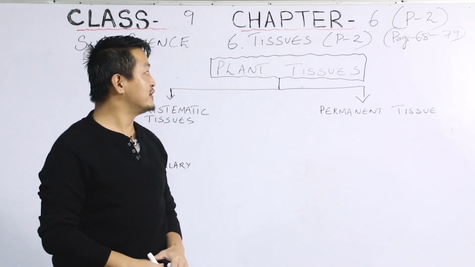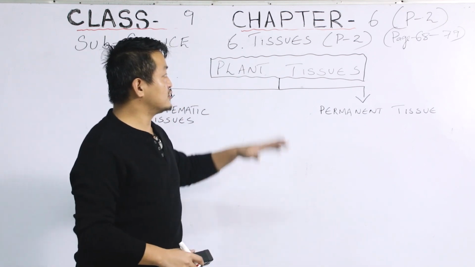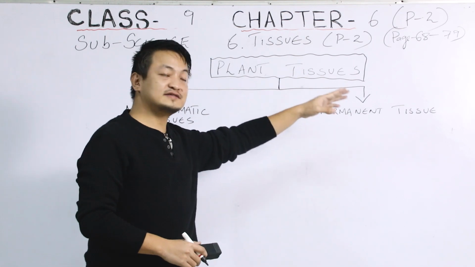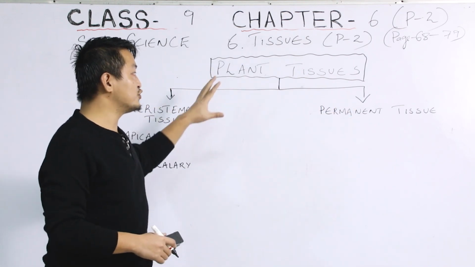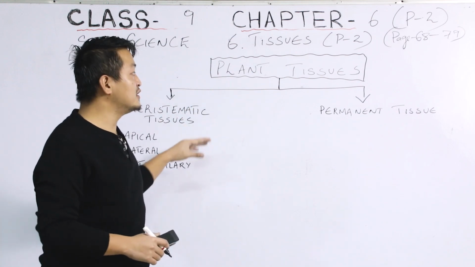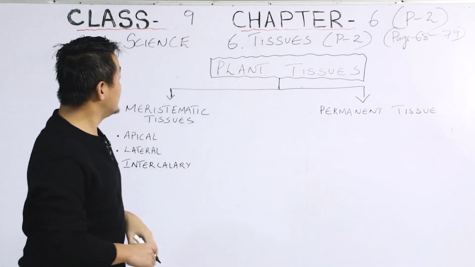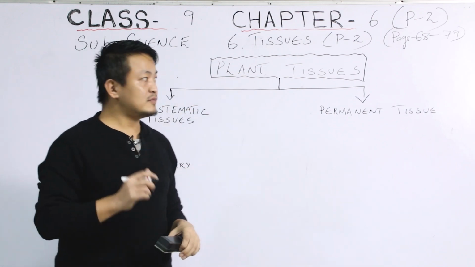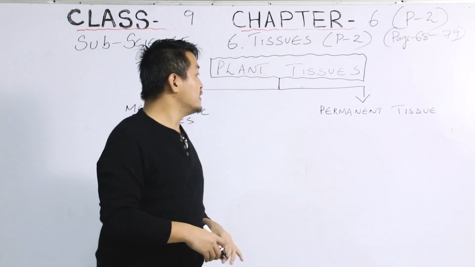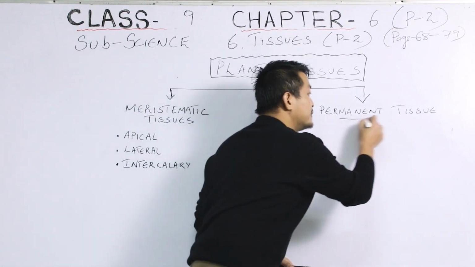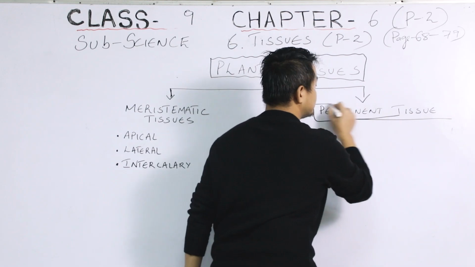Today we'll continue with part 2 of chapter 6, Tissue. You can also refer to pages 68 to 79. In the last class, I showed you the flow chart for plant tissue classification. In this chapter, we have two parts, plant tissue and animal tissue. Today we will discuss the permanent tissue.